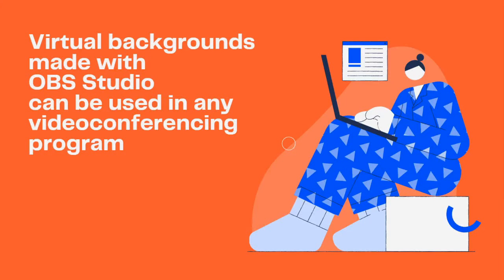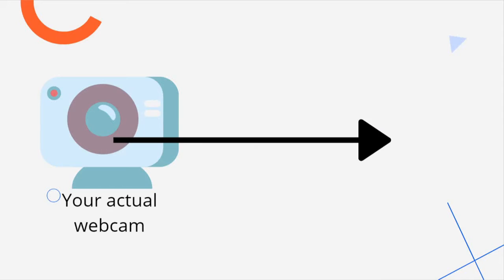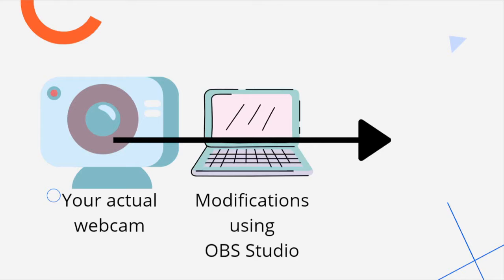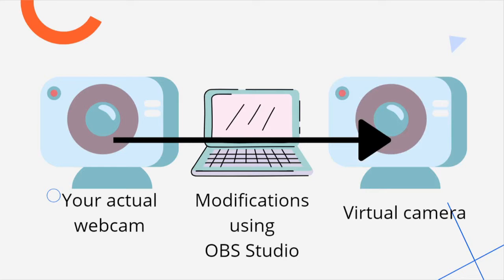This tutorial will show you that virtual backgrounds made with OBS Studio can be used in any video conferencing program. Basically, what you do is you take the feed from your actual webcam, it gets sent into this piece of software called OBS Studio, which will make some modifications, and then that software will push out a new webcam, which is called a virtual camera.